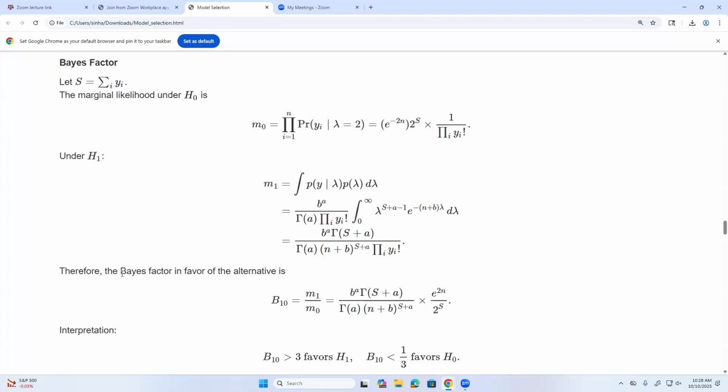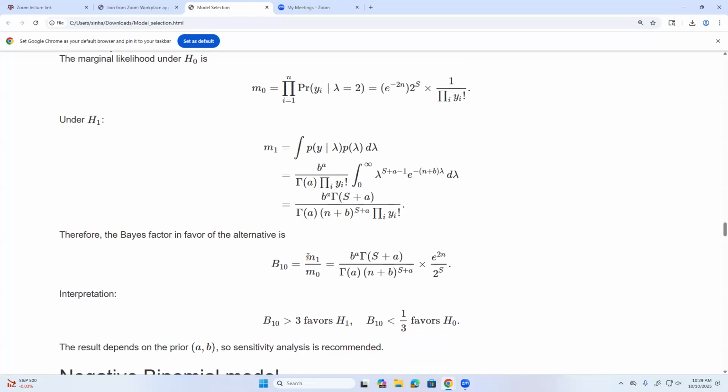Okay. Therefore, the Bayes factor in favor of the alternative is, we write the Bayes factor of the alternative model to the null model, with the alternative model in the numerator and the null model in the denominator, equal to this expression. And what do you want? If the data favors the alternative model, then the marginal likelihood under the alternative model will be larger than the marginal likelihood under the null model. This is the intuition. But how large should it be?